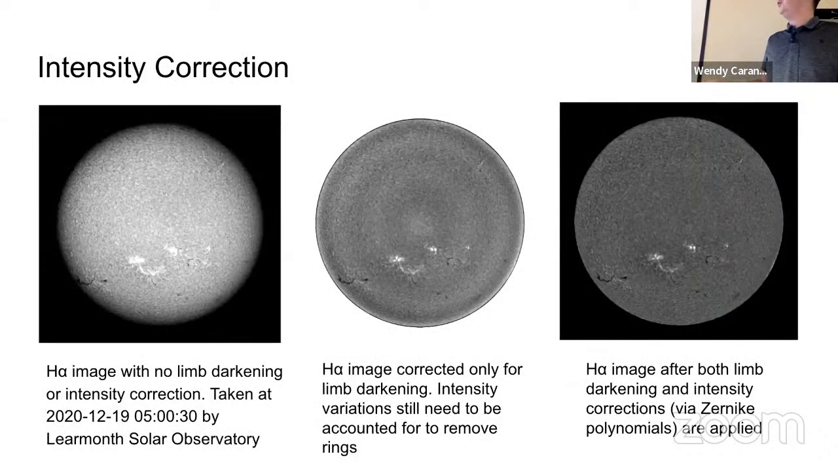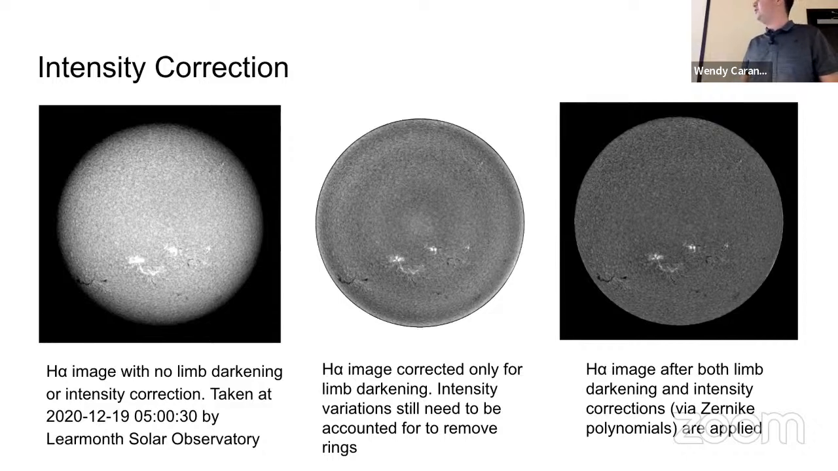So this is our original before any limb darkening correction. You can see it's not great. And then in the middle, it looks quite a bit better. However, we still have these strange ring patterns. It's a bit hard to see, but there's like a ring here where it's darker and then it gets lighter and then darker. And we also don't want these variations in intensity either.